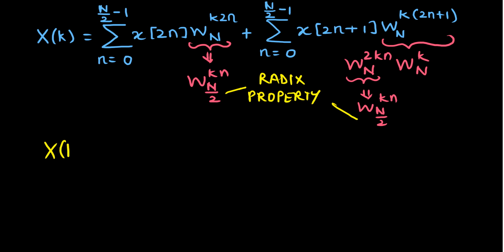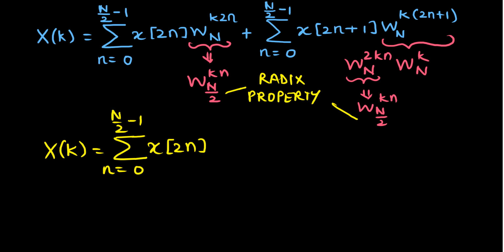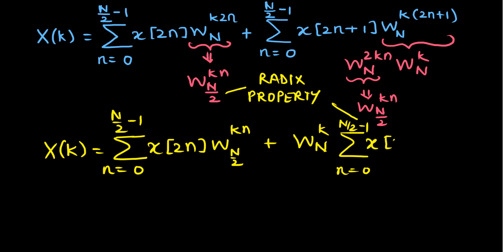So if we do that, what we can simplify is something like this. We have x of k is equal to summation n running from 0 to n by 2 minus 1 x of 2n wn by 2 to the power kn plus we have this wn to the power k, and it is constant with respect to n, so it can be taken outside the summation. So it is summation n running from 0 to n by 2 minus 1 x of 2n plus 1 into wn by 2 to the power kn.